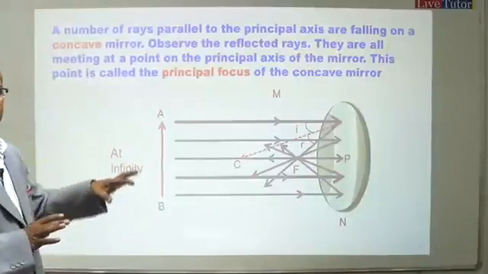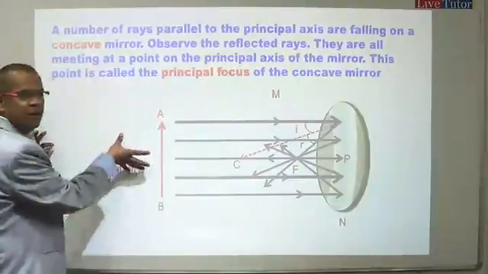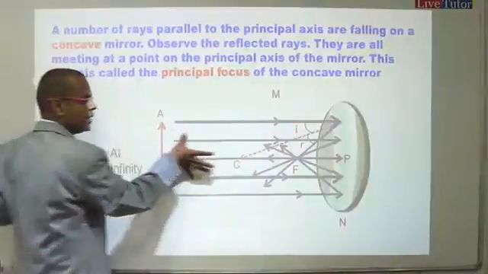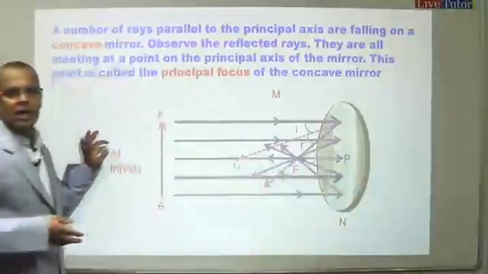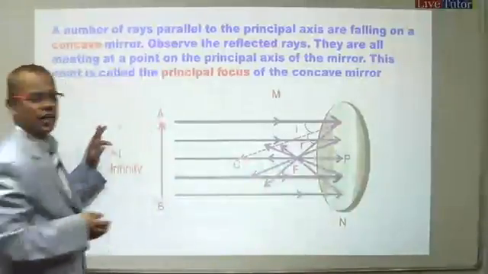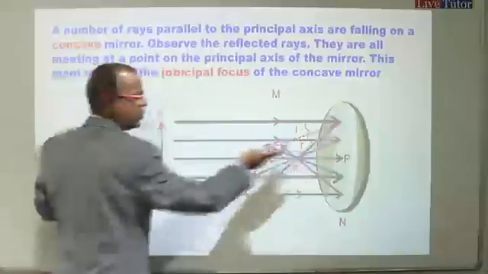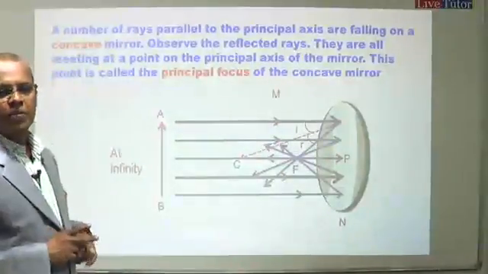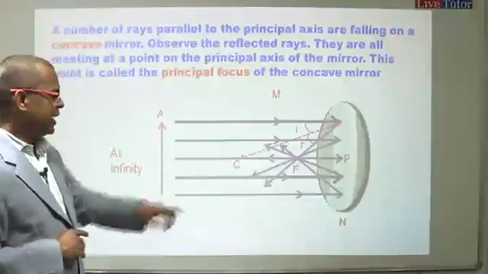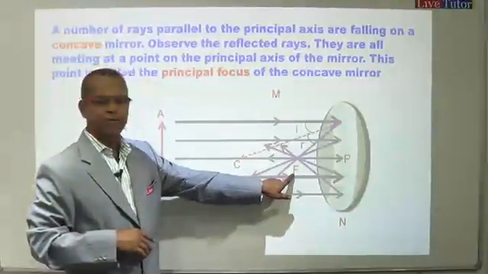What is principal focus? A number of rays falling on the concave mirror parallel to the principal axis, after reflection, they all meet at one point on the principal axis of the mirror. That point is called the principal focus of the mirror, which is indicated by letter capital F.